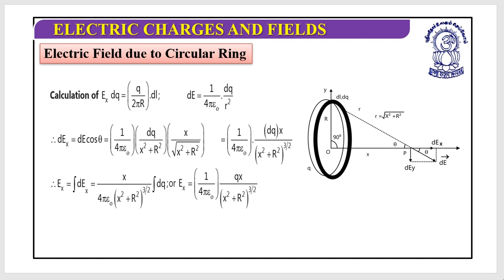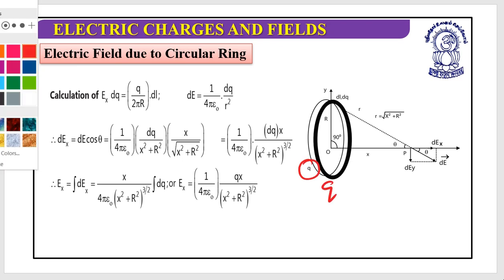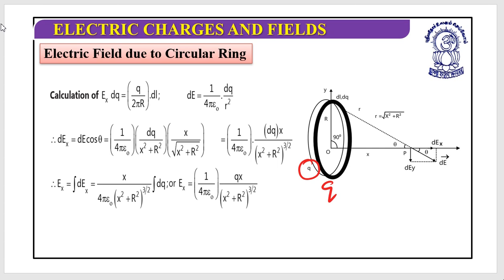Let's have a look. Let us suppose this is a ring. A ring is given, and with this ring a charge Q is given. I need to find out the electric field at this position. This is point P. I hope you understand that this is the perpendicular distance on the axis of the ring.